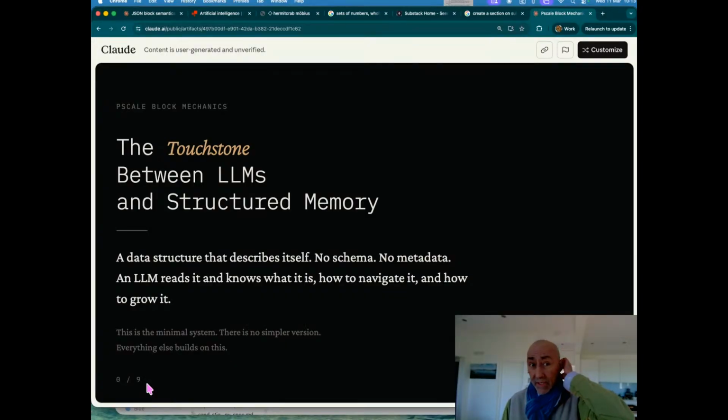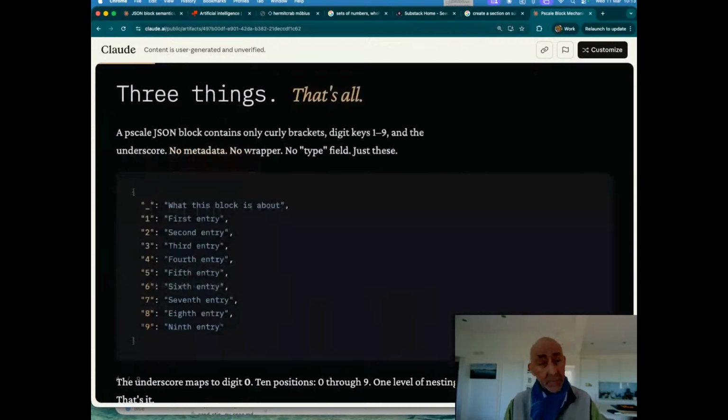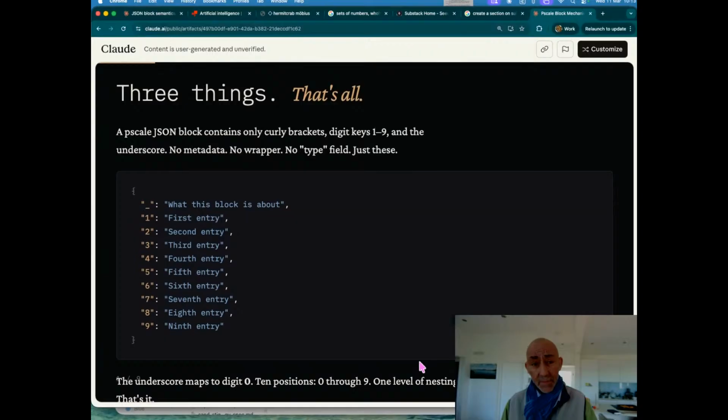No schema, no metadata. An LLM reads it and knows what it is, how to navigate it, and how to grow it. This is the minimal system. There is no simpler version. Everything else builds on this. This is a fundamental, and I've been trying to get the fundamental a few times.